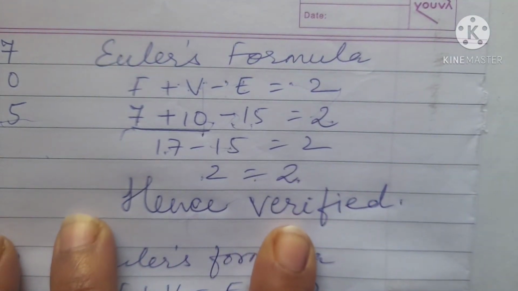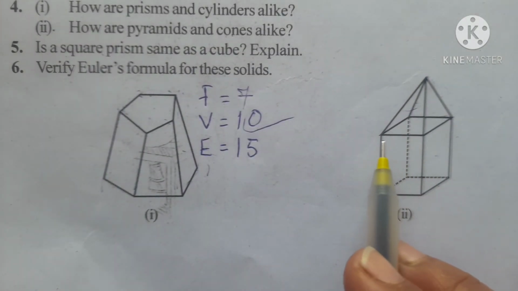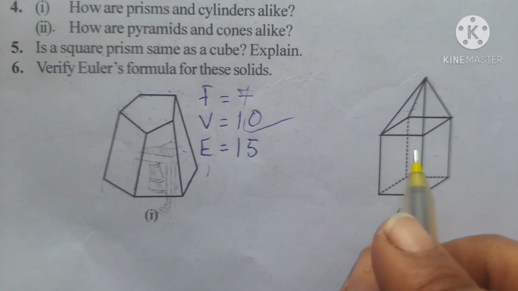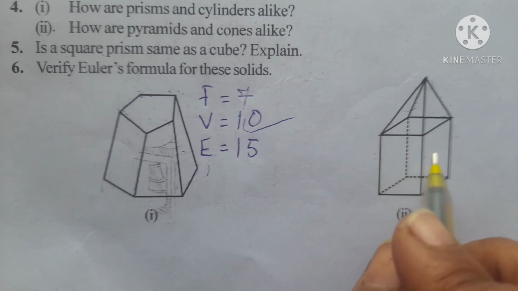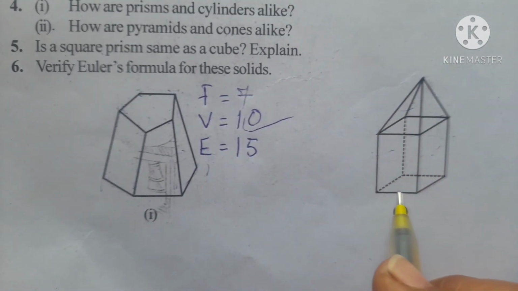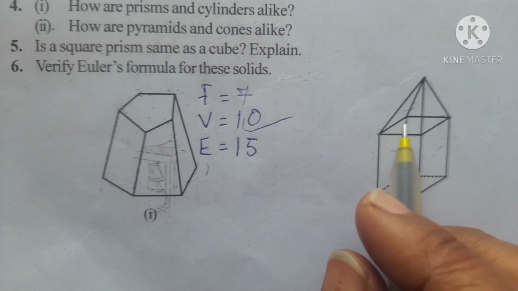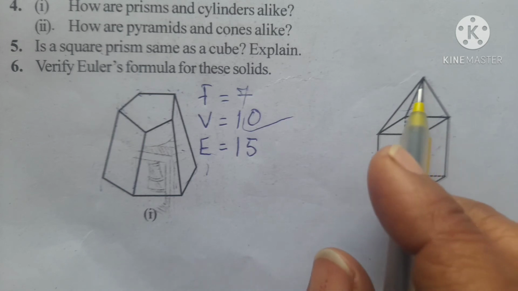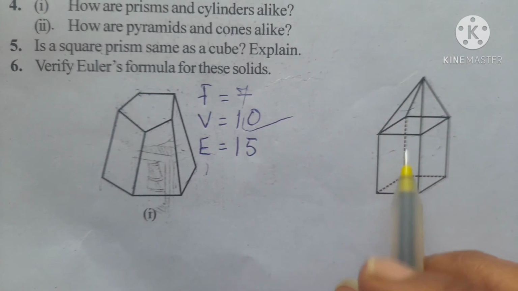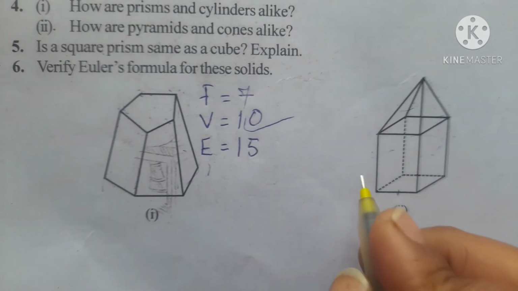Similarly, now we'll move on to the second question. The second is this. We have to again count the faces. How many faces does it have? Here you can see this is a cuboid. So 1, 2, 3, 4 faces sideways. One is at the bottom, 5, one is at the top. But the top is inside, so that will not be considered. So 5 and 4 triangles, that is 1, 2, 3 and 4. So total number of faces is 9 in this case.